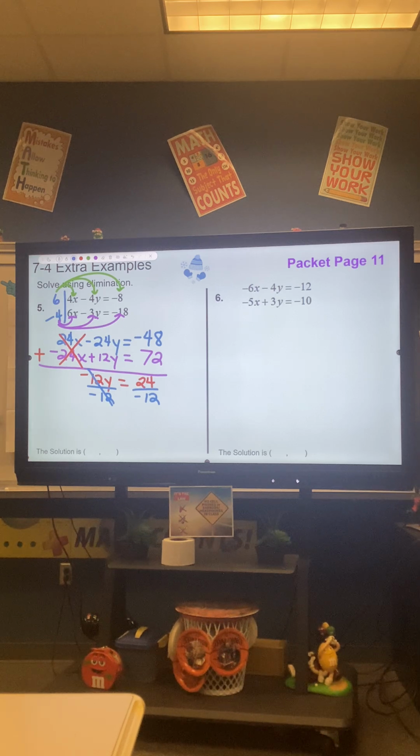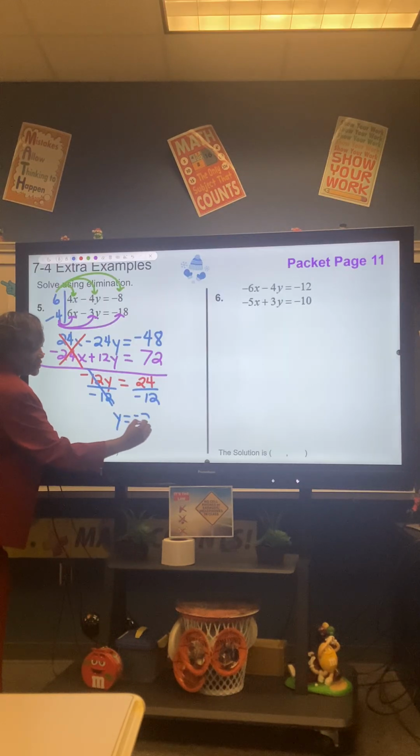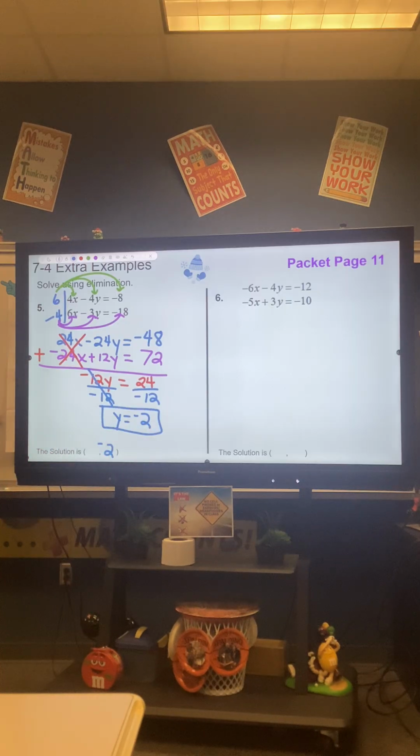Okay. Somebody pick up the calculator and tell me what's 24 divided by negative 12. Oh, beautiful. Y is equal to negative 2. I am going to go ahead and write that in my y value. I'm going to put a box around negative 2 because that's the solution. It's one of them. Okay? That's just one. So now I have to go and get my other one, which is my x value. All right?